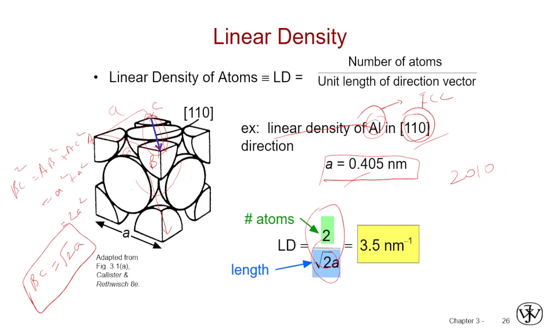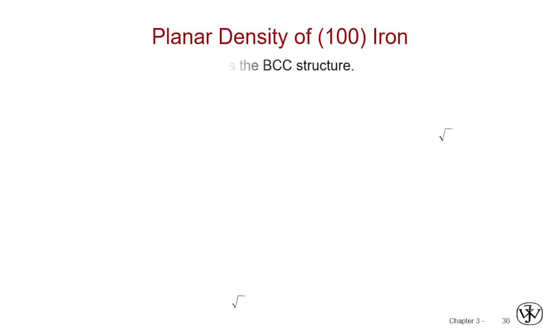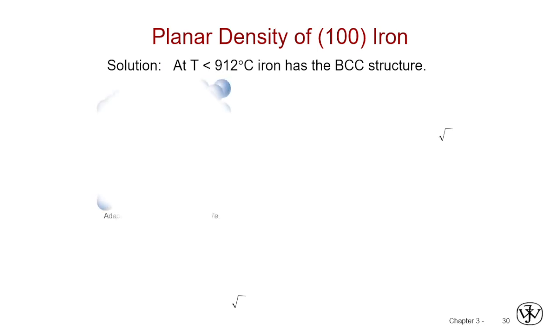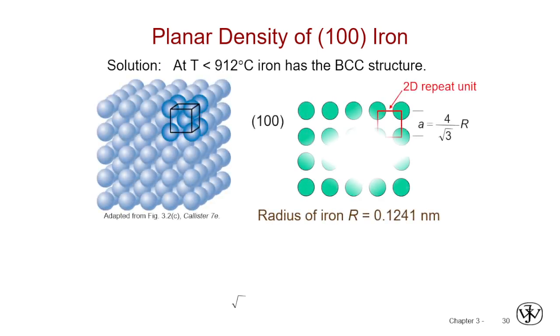Okay, I'll go to the next one. So now we have planar density of iron. Usually if iron 100 is given, I believe it is BCC structure, right? At temperature less than 912 degrees, iron has its BCC structure.